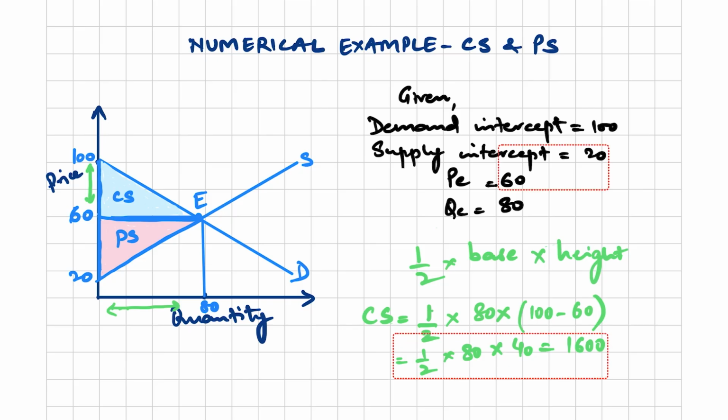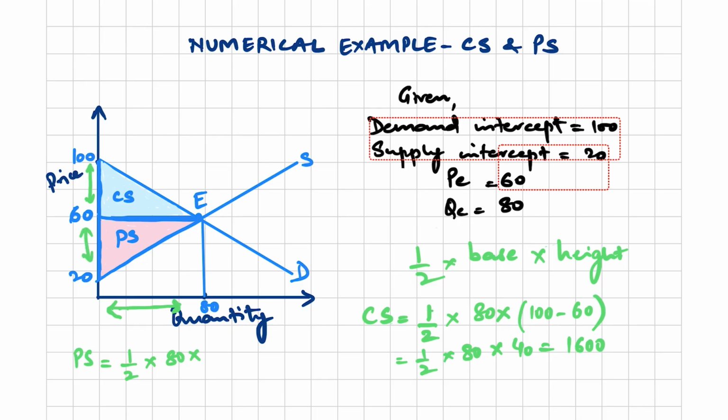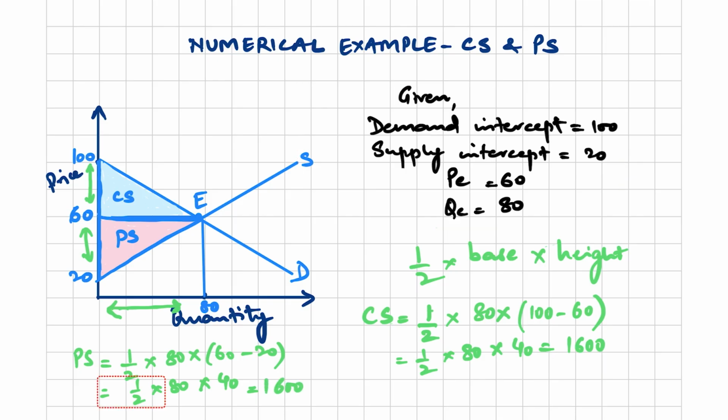Simple, yes? Now same way, let's calculate our producer surplus. Producer surplus is half into base, which is again the same quantity, 80, into height. Height for producer surplus is this part. So 60 minus 20, which would be half into 80 into 40, which is again equal to 1600. So in this example, both consumer surplus and producer surplus come to 1600.